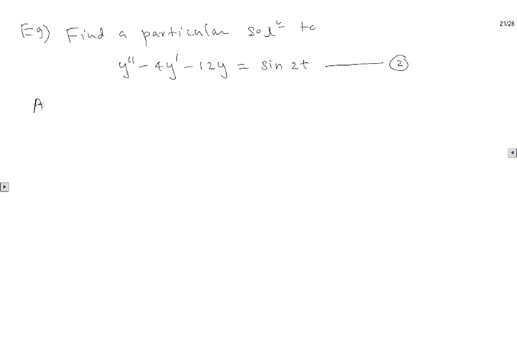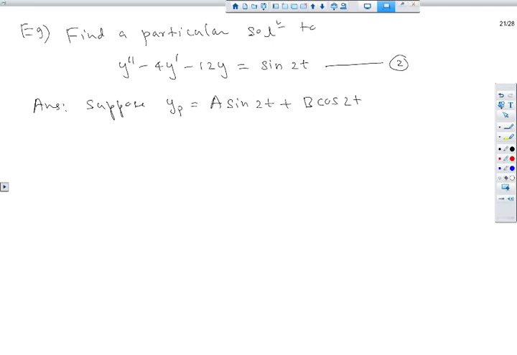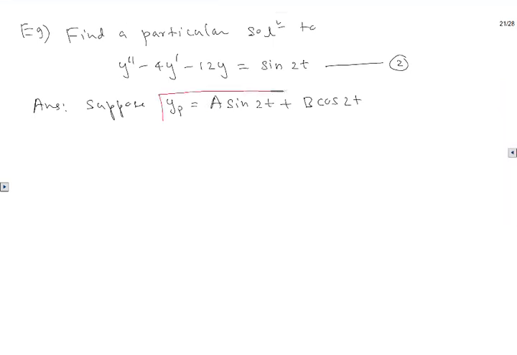So we can assume, suppose yp equals not just one, but both of these: a sine 2t plus b cosine 2t. It doesn't matter which you write first, but you have to write both. That's what you need to remember. If you see a single sine term or a single cosine term or both, you have to write both of them. That's very important, because when you take the derivative, it's going to change from sine to cosine. It's not like before. So that is the particular form that you can assume.